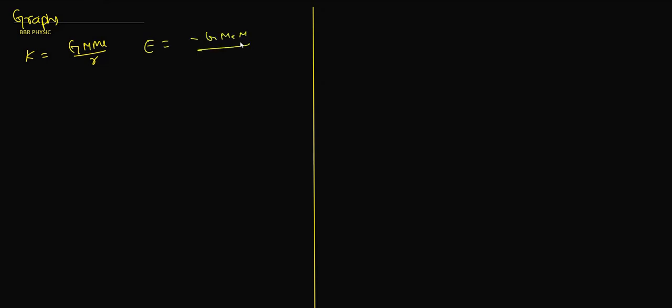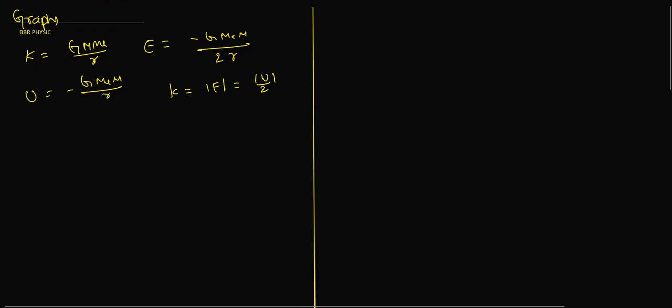So we learned kinetic energy, how much we got? Kinetic energy equals GMmE divided by R. And total energy, what did we get? Minus GMEm divided by 2R. And potential energy, how much did we get? U equals minus GMEm divided by R. So what is the law we concluded here? K equals the magnitude of mechanical energy, which is equal to the magnitude of potential energy by 2, which we got here.